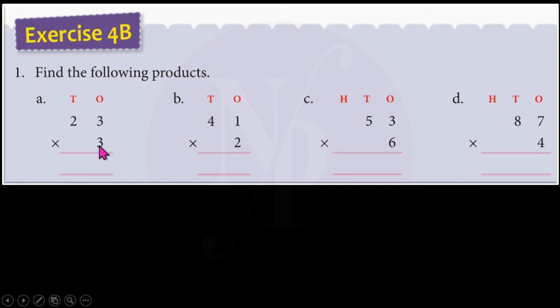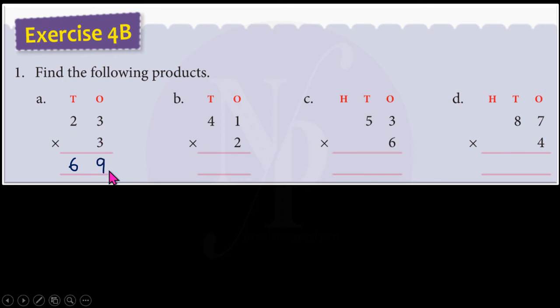First we multiply this 3 in one's place by 3. So 3 3s are 9. We write 9, it is a single digit number. There is no question of regrouping. So we will write down 9 here. And then we multiply 2 by 3. 2 3s are 6. And we write 6 in tens column here. So the product of 23 and 3 is 69.